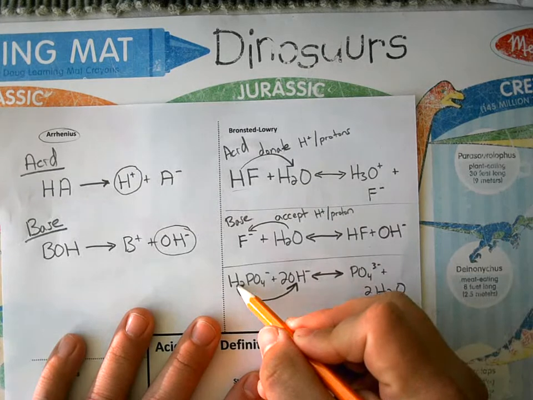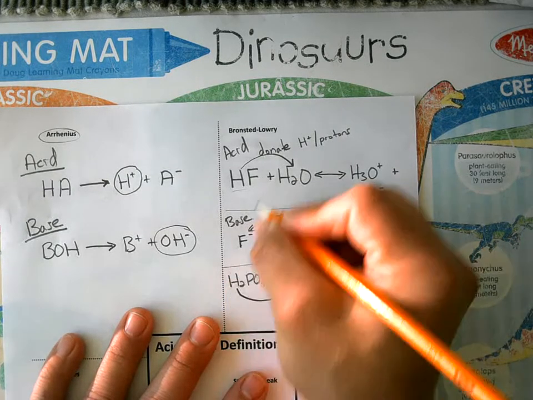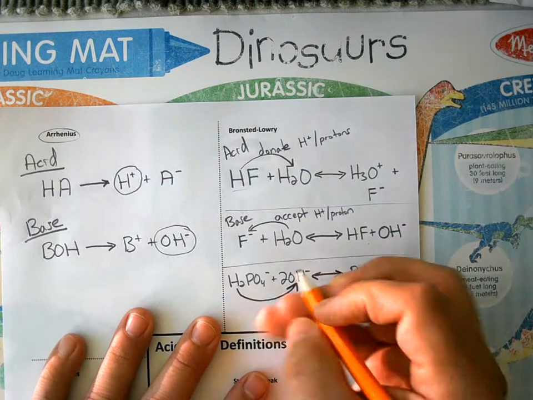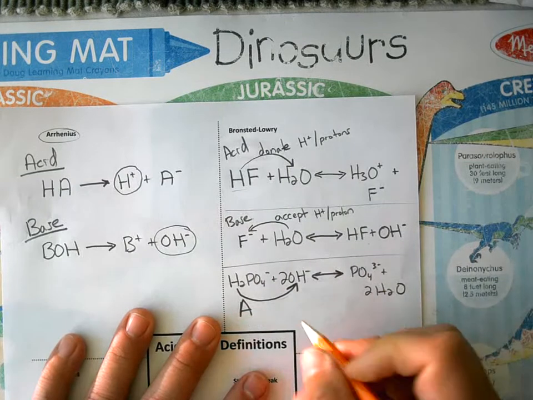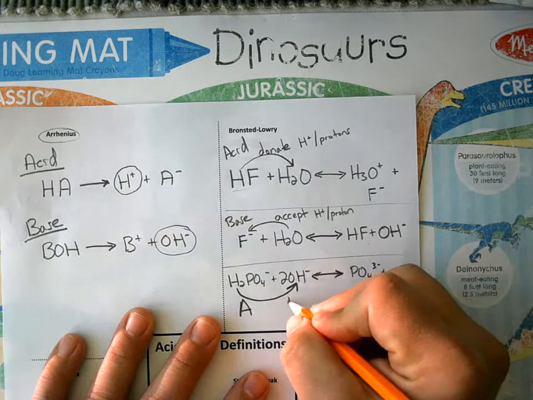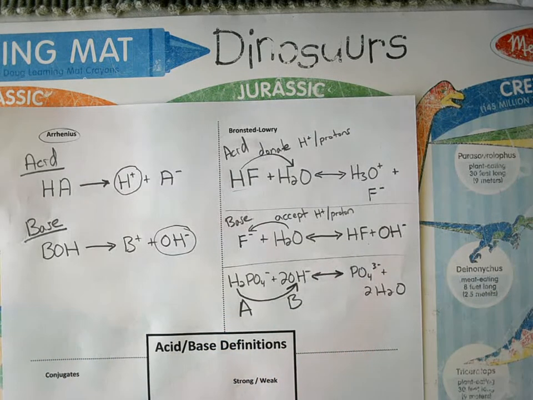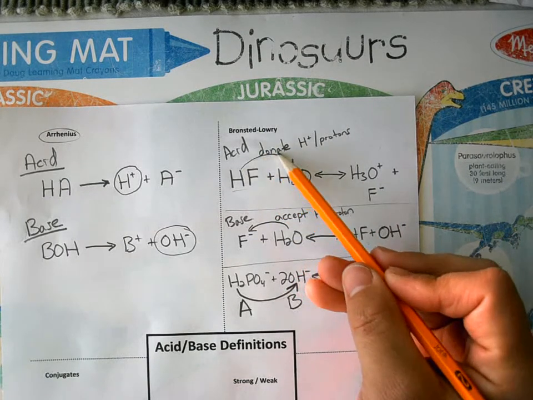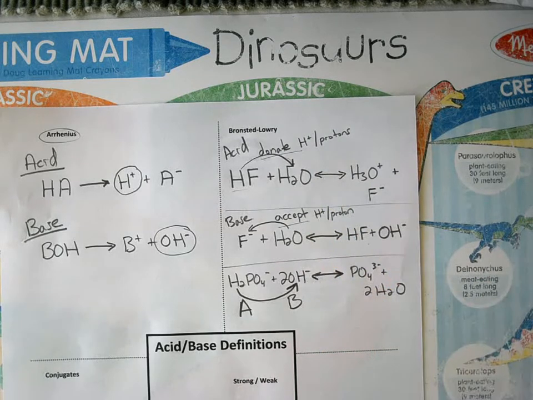So if the hydrogens are going in this direction, in this reaction, using the Bronsted-Lowry definition, we would classify the H2PO4 minus as an acid because it's donating hydrogens, and we would classify the OH minuses as bases because they are accepting those hydrogens or protons. So again, with the Bronsted-Lowry definition, I always want you to try and draw an arrow and then think about the words donate and accept.